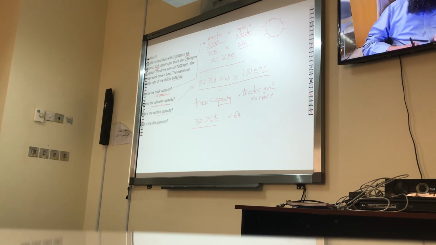So this comes out to be 2097152, which is actually the same as 2 megabytes. Because remember I told you that a kilobyte is 1024 bytes, not exactly 1000 bytes. So this is megabytes actually. And now what is the total disk capacity?